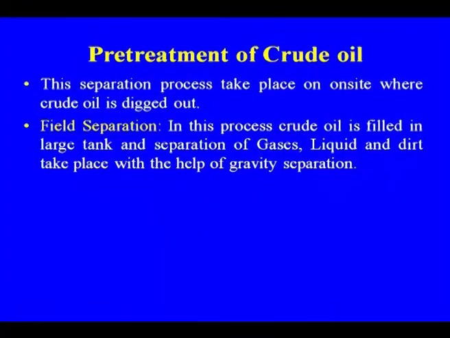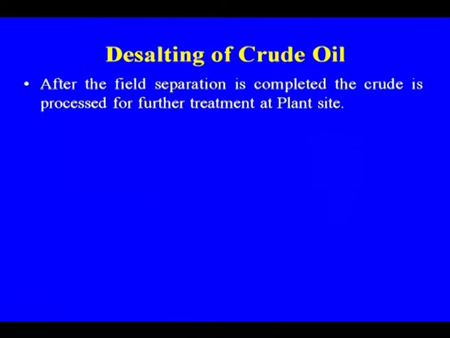The separation takes place on site where crude oil is dug out, as I was telling, that is field separation. In this process, crude oil is filled in a large tank and separation of gas, liquids and dirt takes place with the help of gravity separation, so some of the impurities are removed. Amine treatment is also done for the removal of sulfur compounds. After the field separation is completed, the crude is processed for further treatment at the plant site.